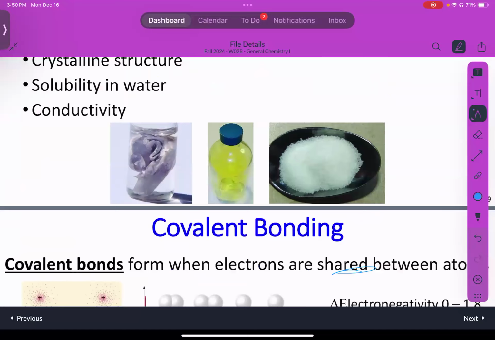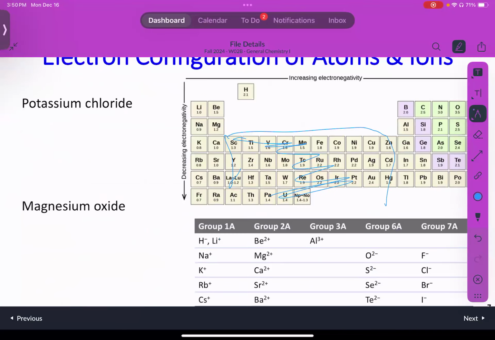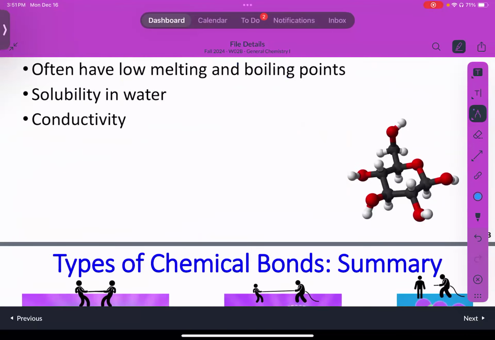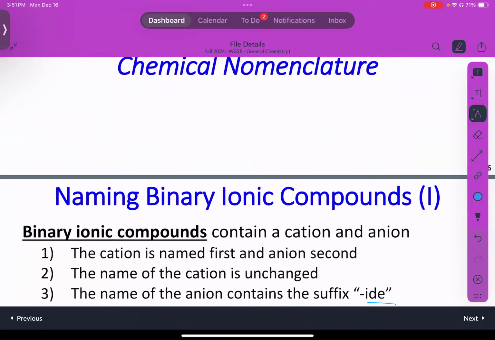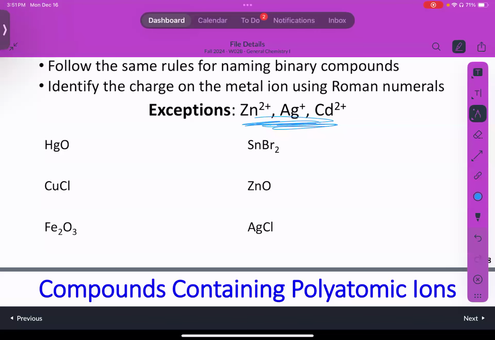The only exceptions that he is testing you on are something like, what's it called? Zinc, silver, and palladium. I believe that's what he said over here. Where is it? Cadmium. Sorry, my bad, guys. Cadmium. Sorry. So those are the three exceptions.